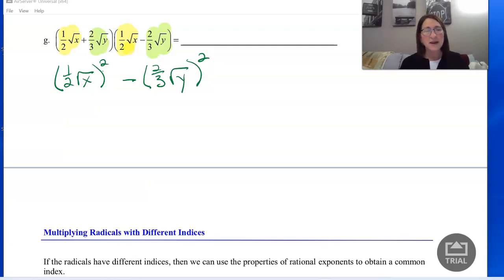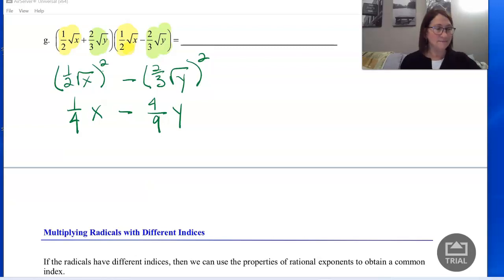Okay, so I have to take 1/2 and raise it to the second power. Well, 1/2 times 1/2 is 1/4. So 1/4 x, because square root of x times square root of x is x. Now, minus 2/3 squared. I take the 2 and square it. 2 squared is 4. 3 squared is 9. The square root of y squared is y. That's my answer.